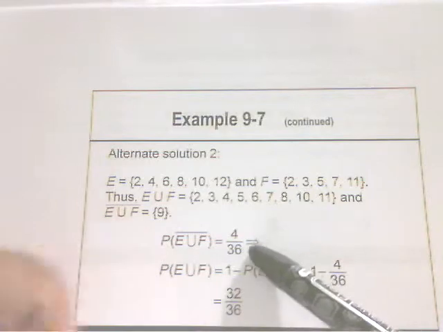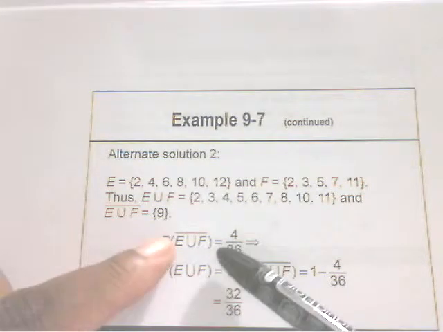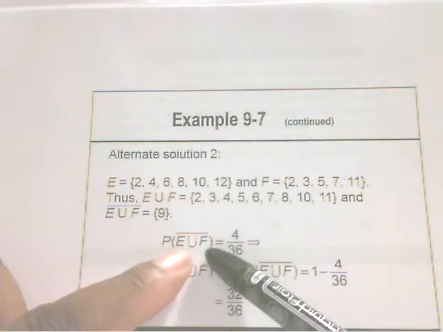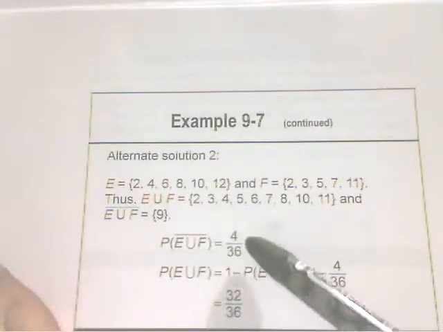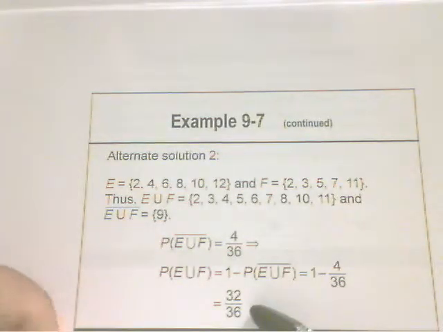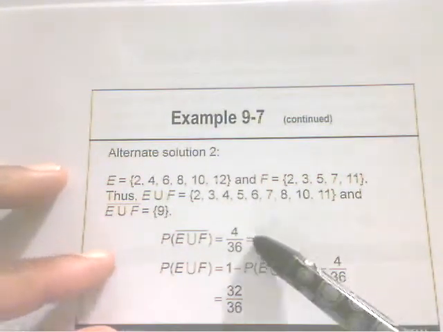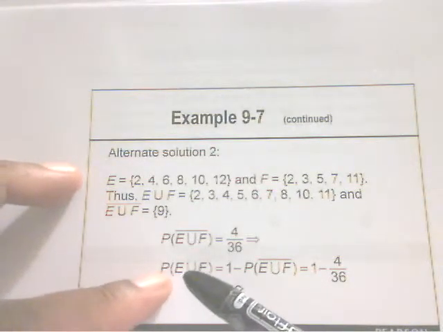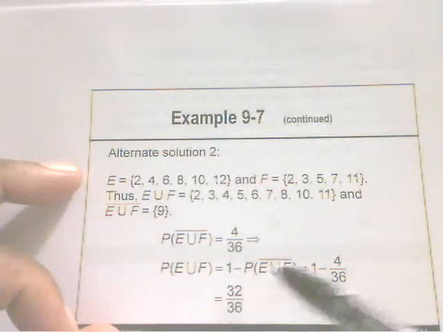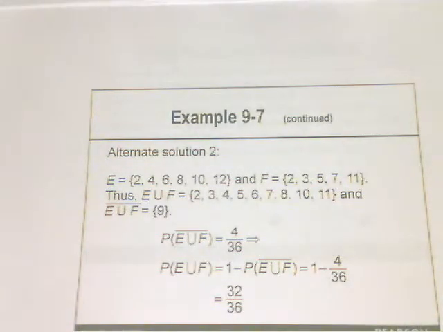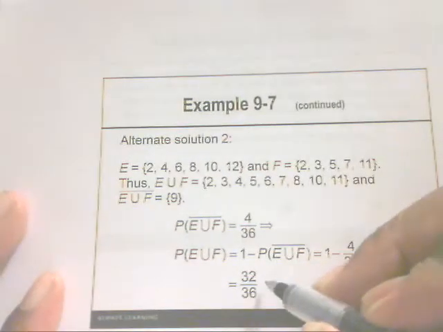Okay, and there are 4 ways of getting a 9, so the probability of the complement of E union F will be 4 over 36, which means that the probability of the union of E and F will be 1 minus 4 over 36, which will be 32 over 36, or 8/9.